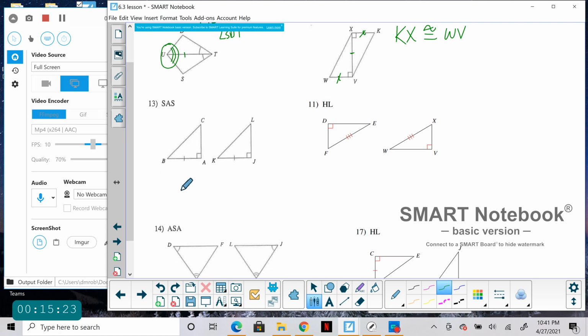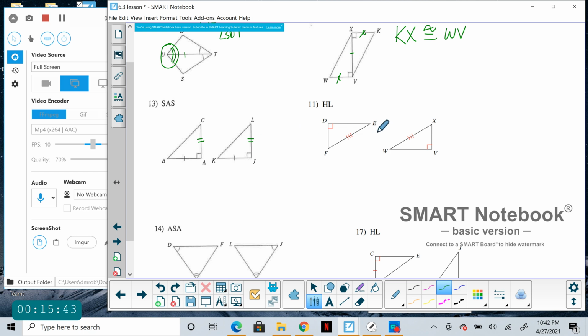Alright, side angle side, again, here we have this angle and this side, so side angle side means our angle needs to be between the two sides, so we would need CA to be congruent to LJ.